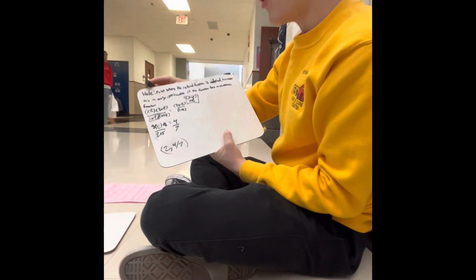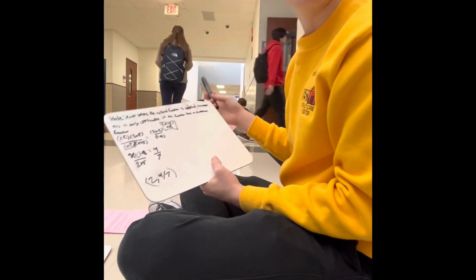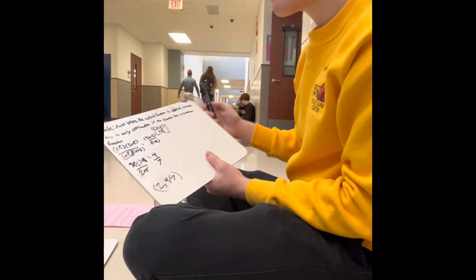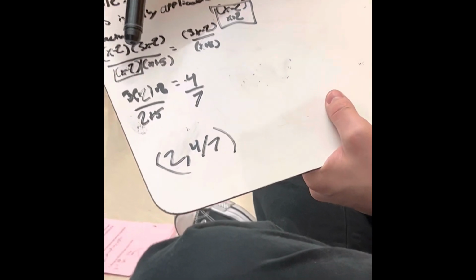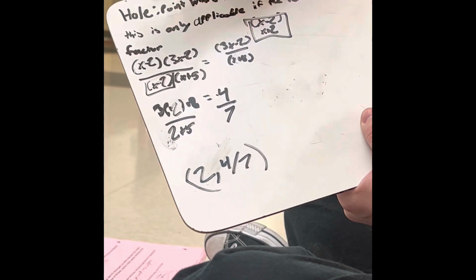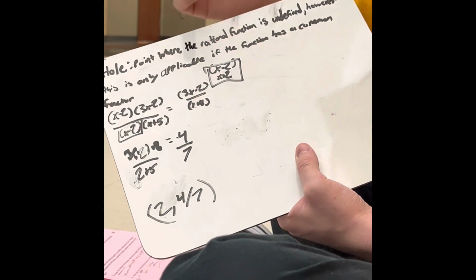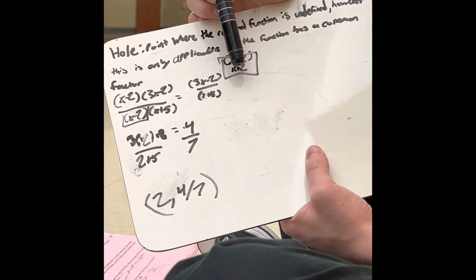Next up, we need to find a hole, which is the point where the rational function is undefined. However, in order to find it, we must have a common factor. In our case, we have x minus 2 times 3x minus 2, over x minus 2 times x plus 5. And we can take away these two because of the common factor. To get the x value of the hole, it's whatever makes the common factor equal to 0. In our case, it'd be equal to 2.